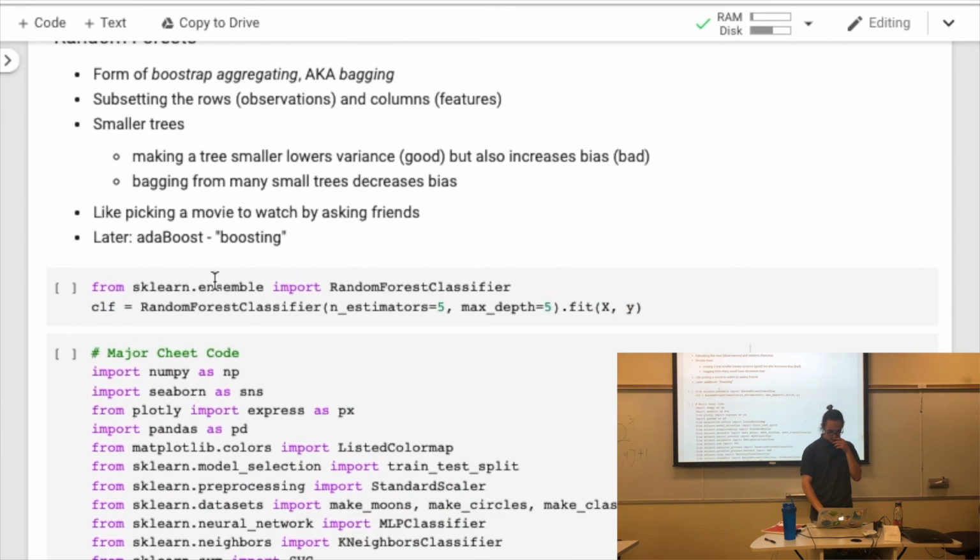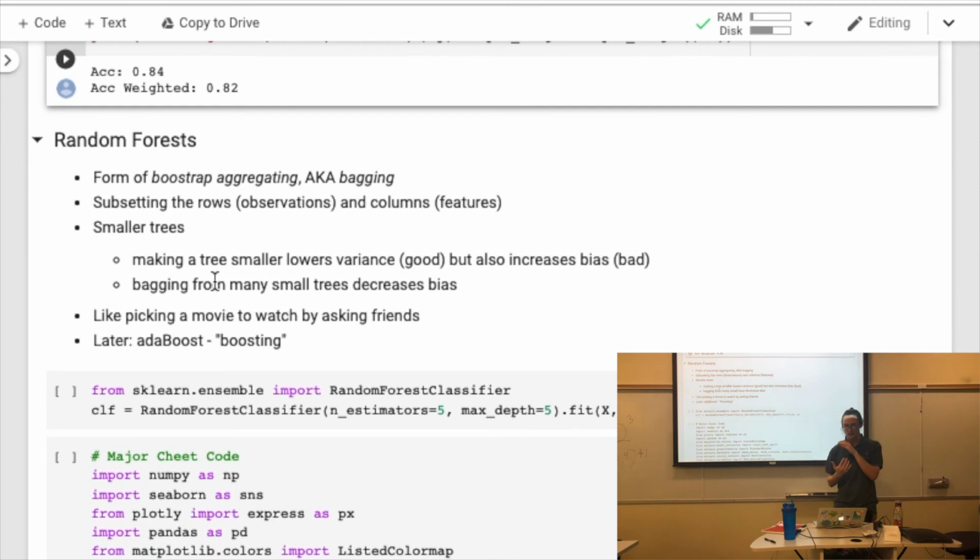All right, so now for random forests. Random forests are really an easy concept. It's called a forest because it's just a lot of trees, right? But why is it called random? Well, random forests are a form of a statistical process we use called bagging, which is bootstrap aggregating.